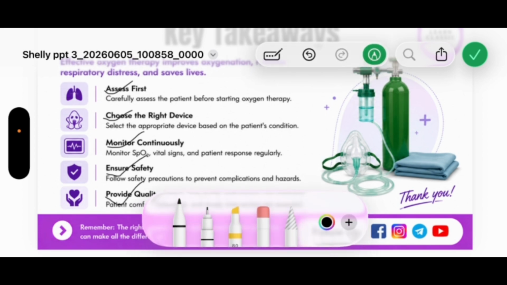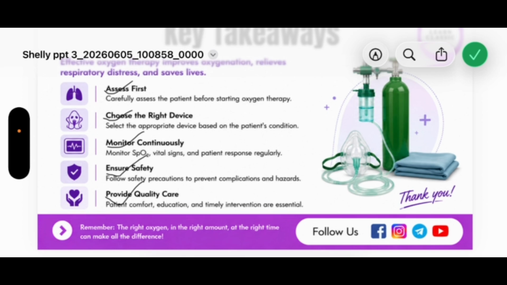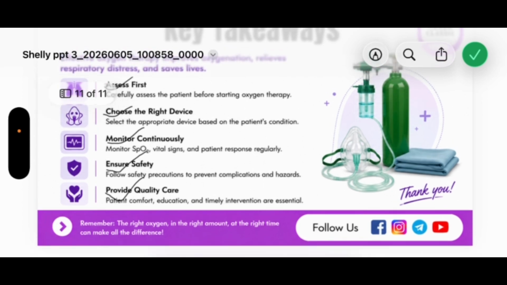So all these things we have to do to give comfortable and helpful care to the patient, so that they can easily breathe and it will help them to recover.